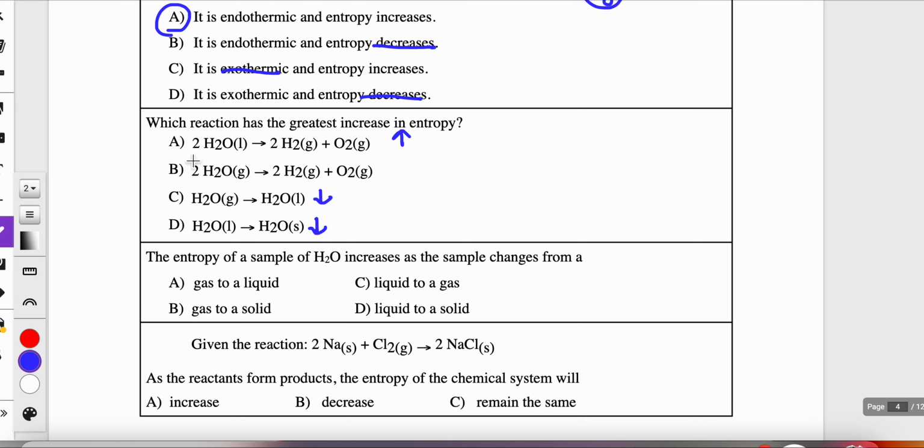So now let's take a look. We have 2 moles heading to 3 moles. So this also sees an increase. However, the reaction that shows the greatest increase in entropy would be A, because here we have a liquid, so the molecules are touching, and we go to a gas. Where here everything is a gas and we're causing it to spread out.